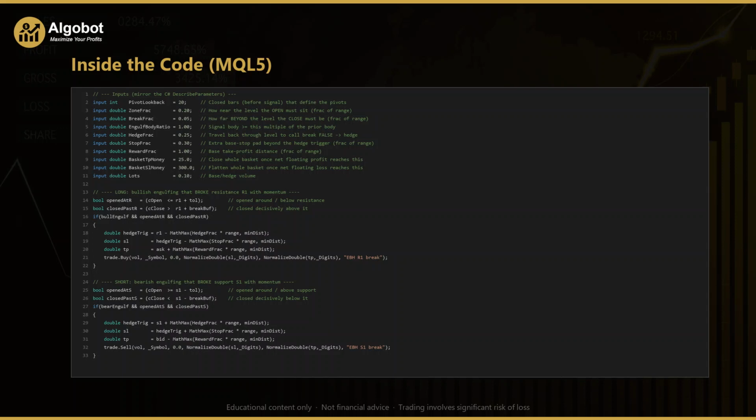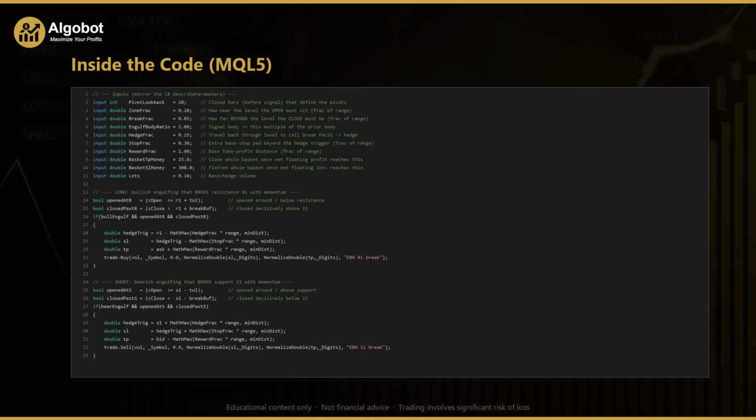ZoneFrac controls how near the level the candle's open must sit. BreakFrac sets how far beyond the level the candle must close to count as a break. Engulf body ratio defines how strong the engulfing body must be relative to the prior candle. HedgeFrac, StopFrac, and RewardFrac size the hedge distance, the stop pad, and the take profit, all as fractions of the range. BasketTpMoney and BasketSlMoney govern the basket exit, and lots sets the volume.